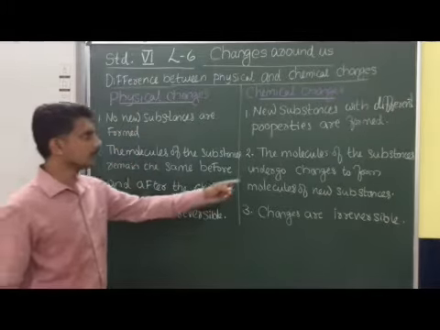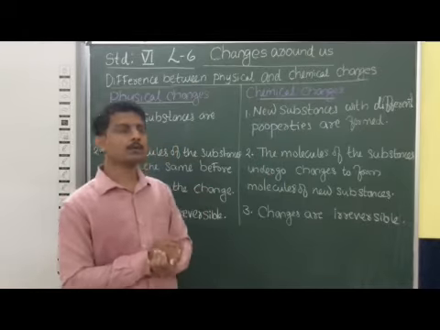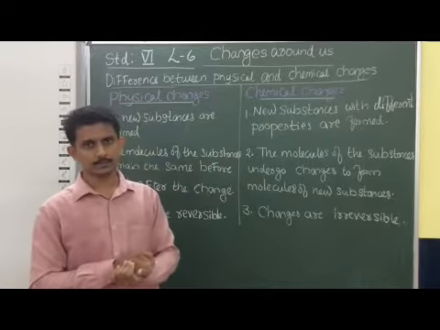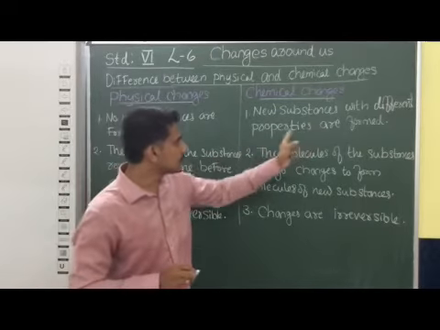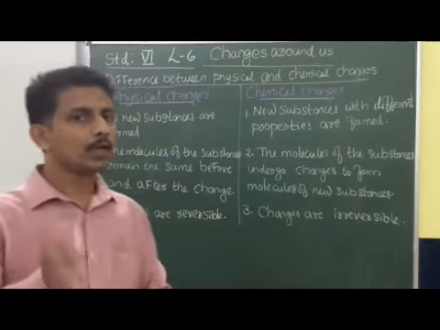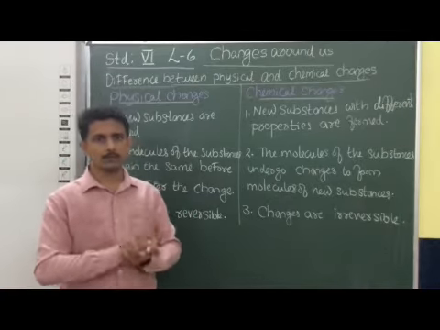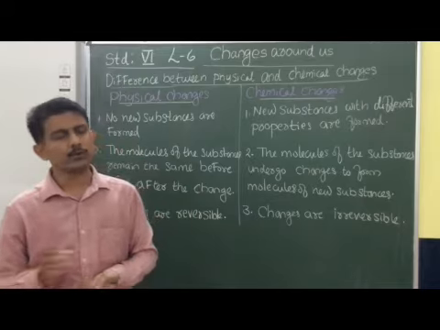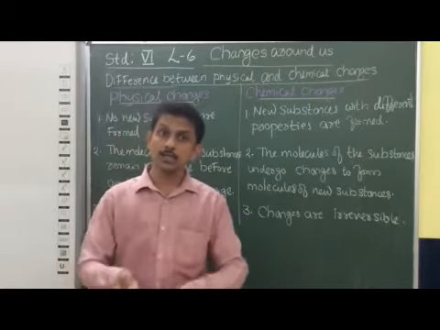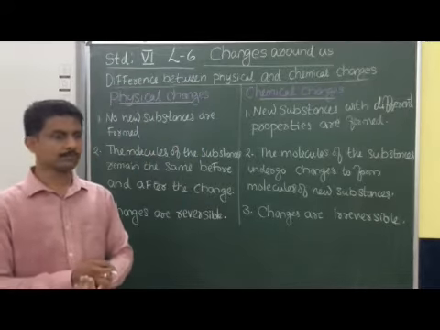Now, in the case of chemical changes, a new substance is produced along with new properties. So new substances with different properties are formed in the case of a chemical change. For example, when you burn a piece of paper, you can observe that ash is formed. The ash which is formed has an entirely different property from the paper.